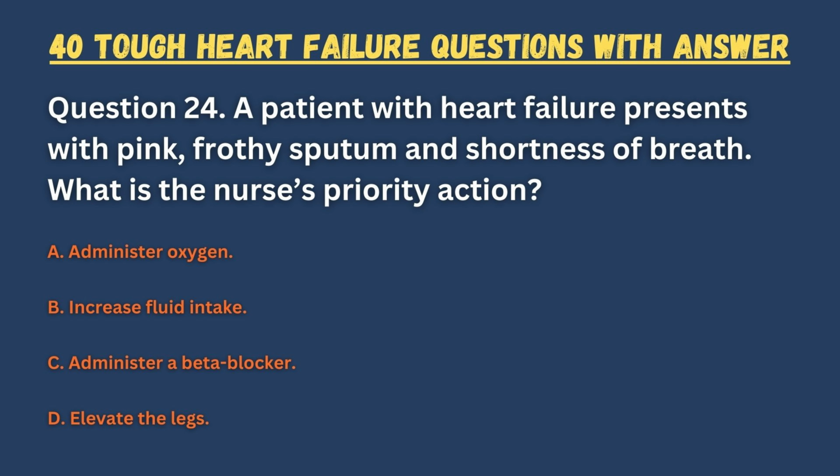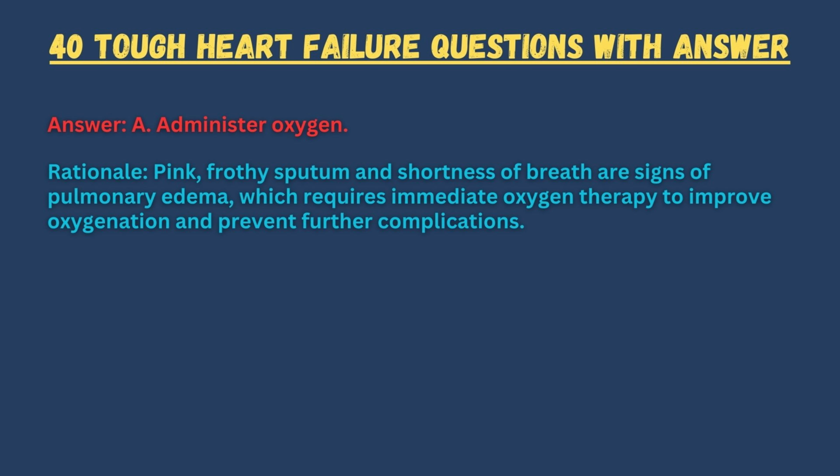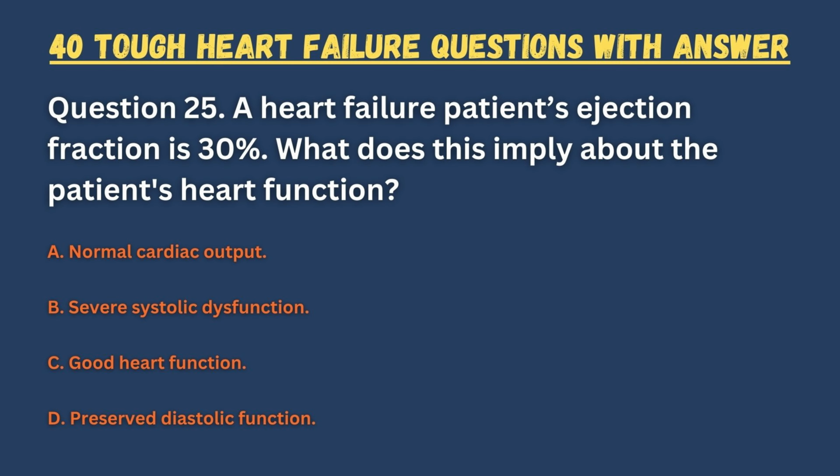Question 24. A patient with heart failure presents with pink, frothy sputum and shortness of breath. What is the nurse's priority action? A. Administer oxygen. B. Increase fluid intake. C. Administer a beta blocker. D. Elevate the legs. Answer: A. Administer oxygen. Rationale: pink, frothy sputum and shortness of breath are signs of pulmonary edema, which requires immediate oxygen therapy to improve oxygenation and prevent further complications.